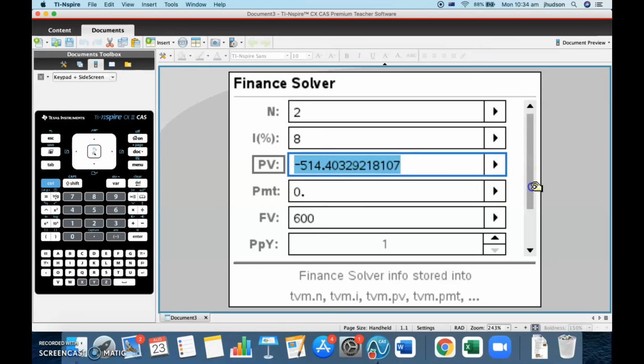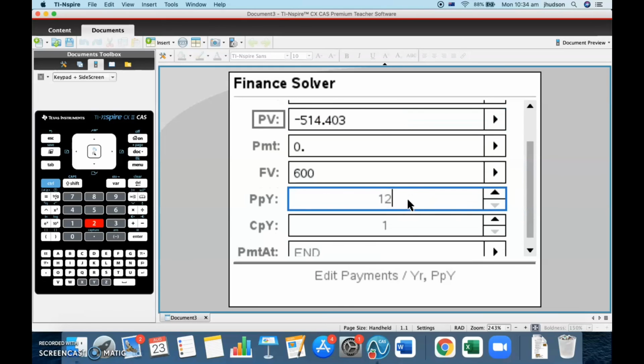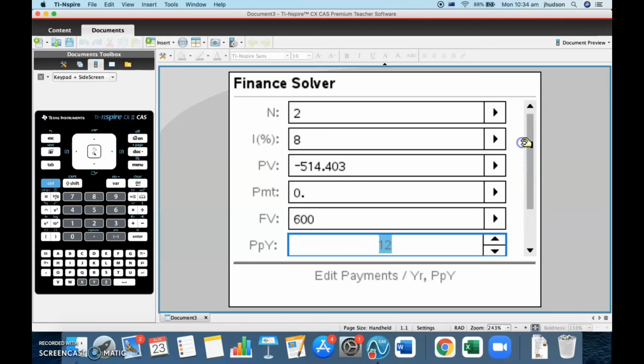Again, you might be told that it compounds monthly. So there's 12 months in a year, so I'll put 12 in there. And I want to find out, let's say, I'll get rid of that. And we've had a $500 investment.